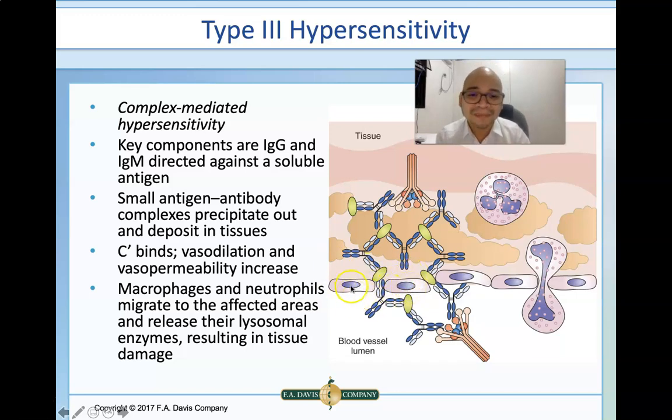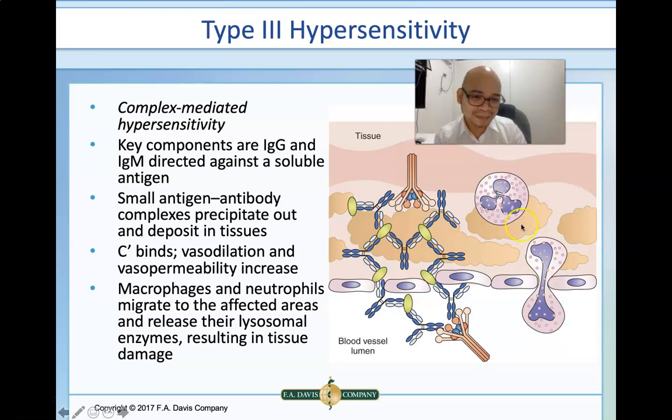So, again, this is the blood vessel. These are the endothelial cells, and then you have here an immune complex made up of, again, green is antigen. You have here antibodies. By the way, antibodies could either be IgG or IgM. And then at the Fc portion of the antibodies, the complement is attached. So the immune complex is deposited now at the wall of the blood vessel. So what will happen? It will now attract macrophages and neutrophils.